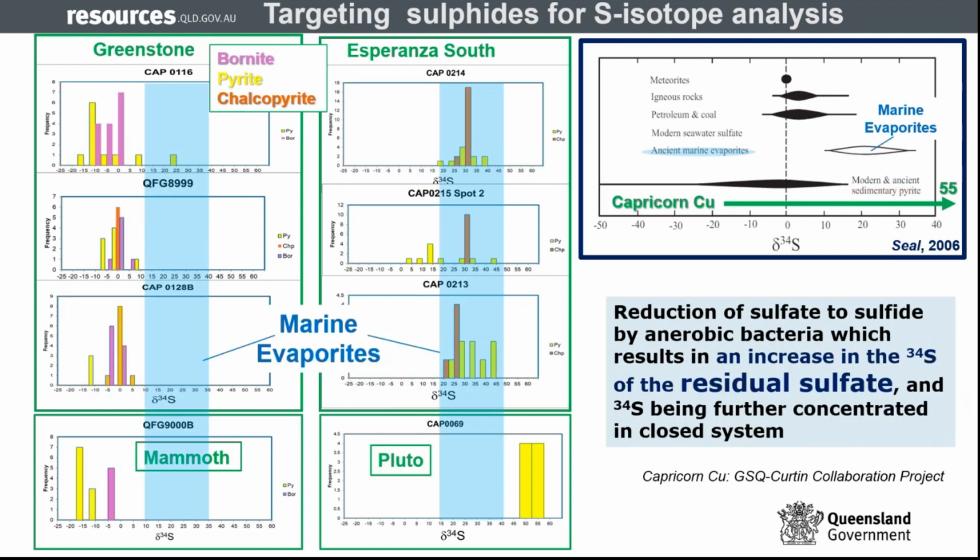But if we look at Esperanza and these extremely heavy sulfur isotopes, what processes can explain this isotopic signature? The literature indicates you need marine evaporite sulfate, where the bacteria sitting in a closed environment create this residual sulfide, which this time gets heavier and heavier and produces this heavy sulfur isotope signature.